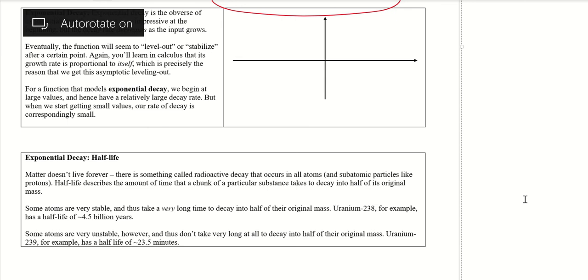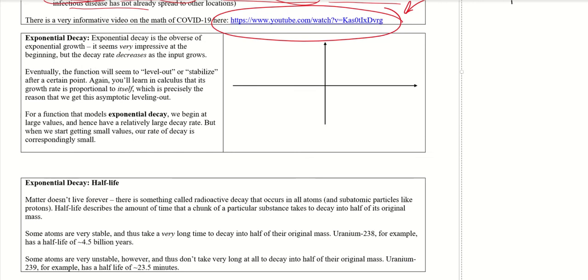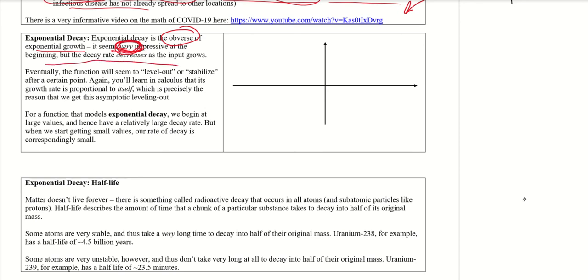All right, so in this video, what we're going to look at is the other end of applications of exponential curves, and that's exponential decay. So for exponential decay, I've said here it's the obverse of exponential growth. It seems actually very impressive at the beginning because the decay rate is incredibly large at the beginning, but the decay rate decreases as the input grows. Eventually, the function will seem to level out or stabilize after a certain point.